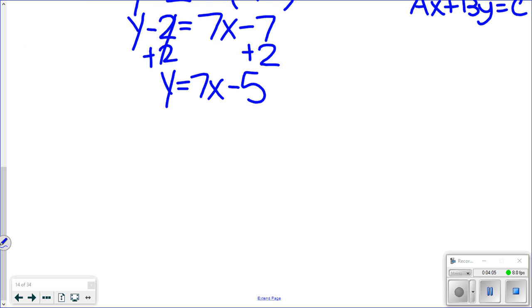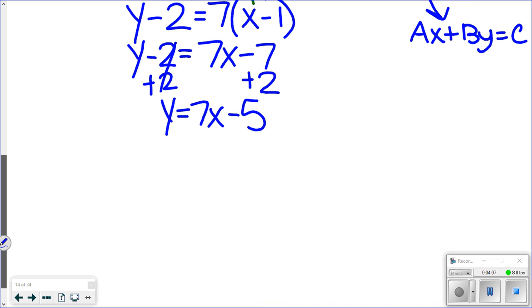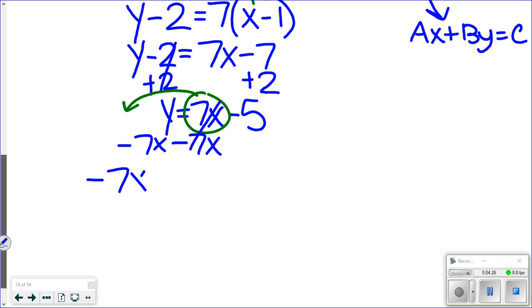Still not in standard form. So I need to take this and move it over. So subtract 7x, subtract 7x. So we have negative 7x plus y equals negative 5. I don't have any fractions, so that's good.